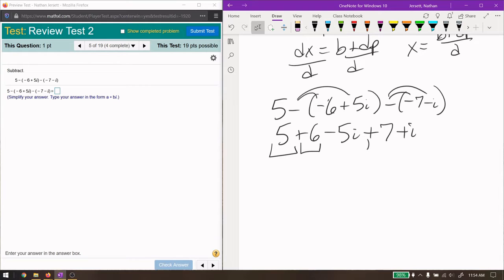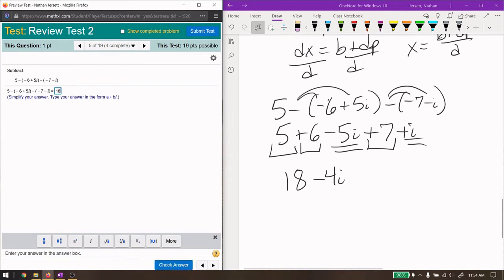These are like terms, as are these. 5 plus 6 is 11, plus 7 is 18. Negative 5i plus i is negative 4i. Should have 18 minus 4i. Okay, that's good.